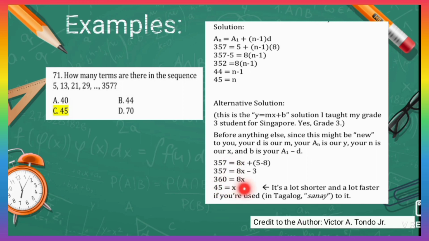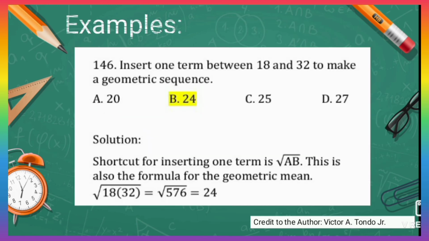Then, remain natin yung 8x. Divide tayo ng 8 sa both sides para maiwan na lang yung x. So, 360 divide 8, the answer is 45. Si 357 ay nasa 45 n terms.